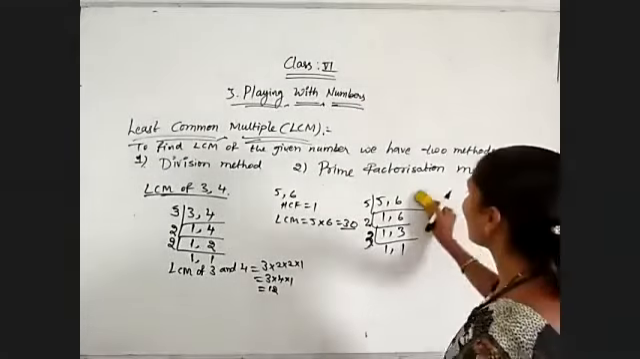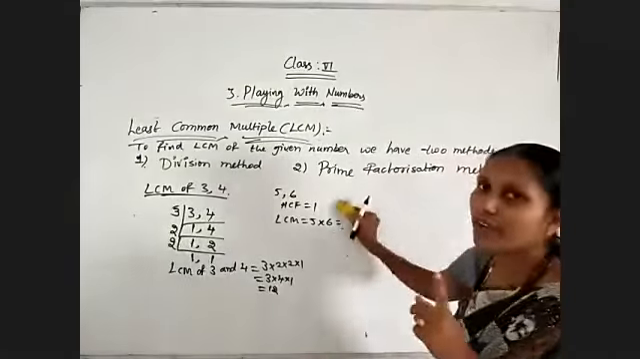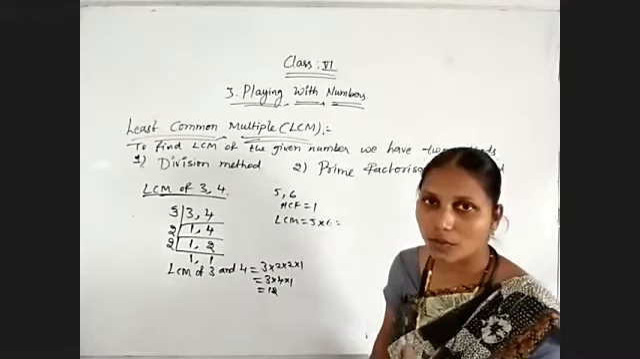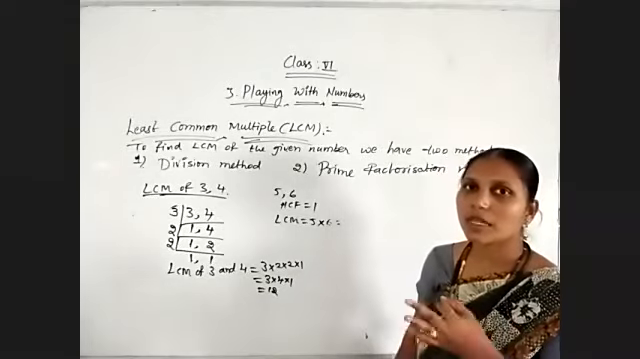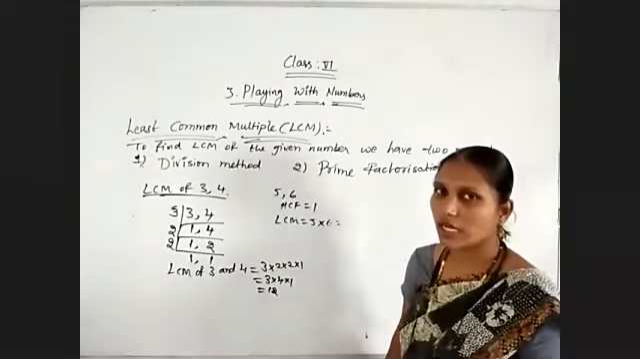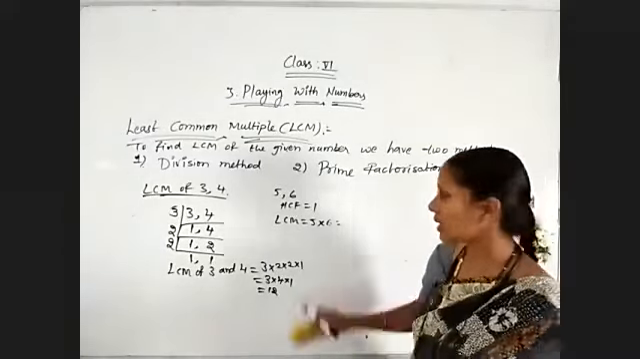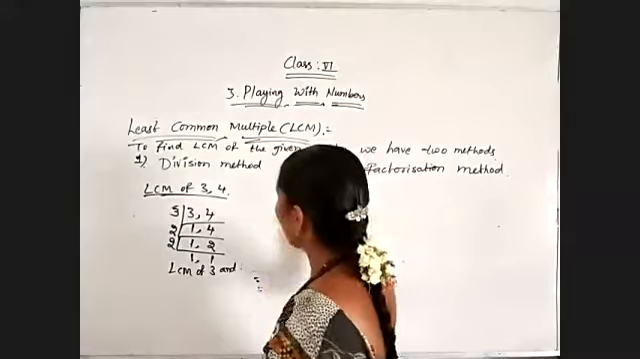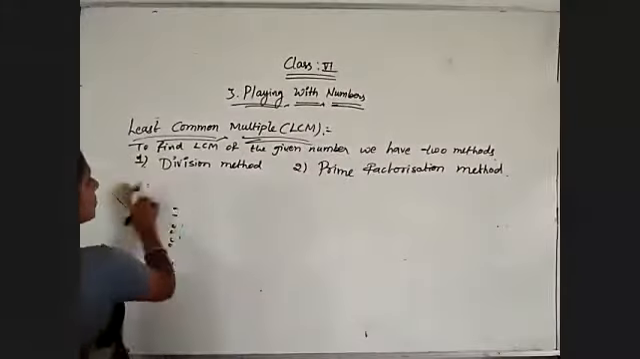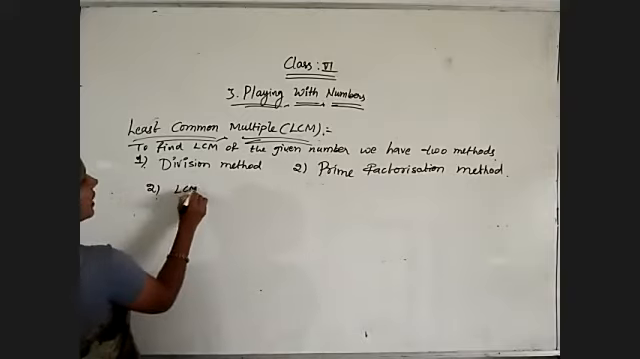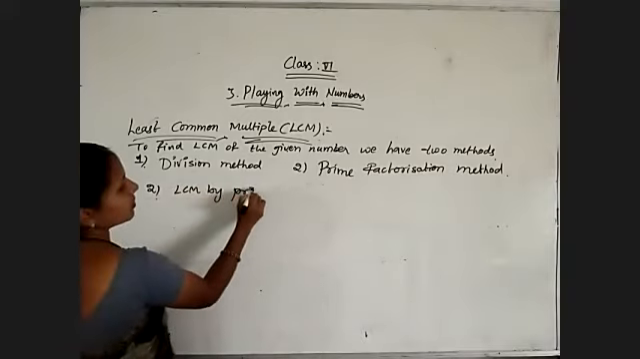That's all. So whenever two numbers don't have any common factor except 1, that means whose HCF is equal to 1, their product will become their LCM. Okay, LCM of those numbers is equal to their product. Now use the prime factorization method. Second one, LCM by prime factorization method.